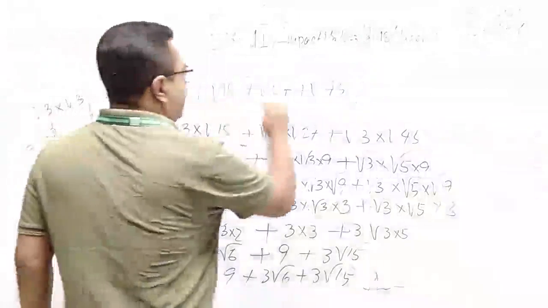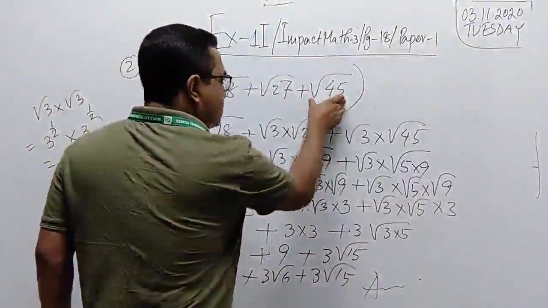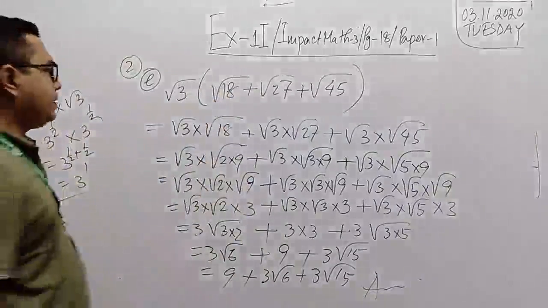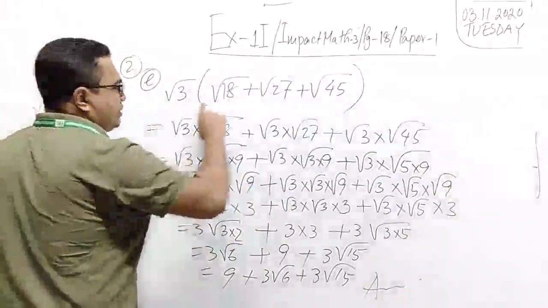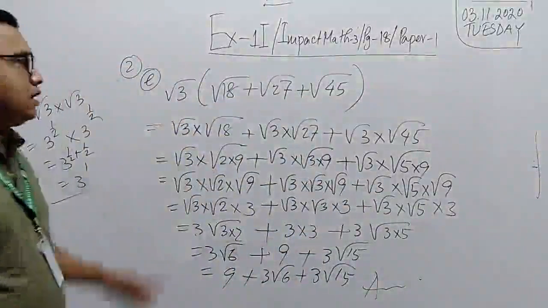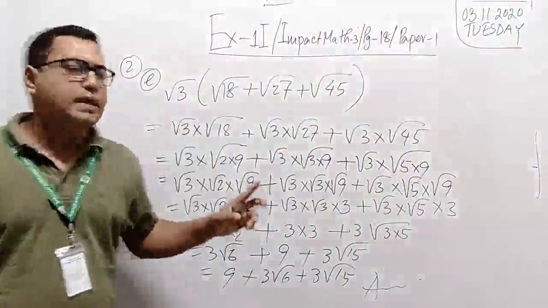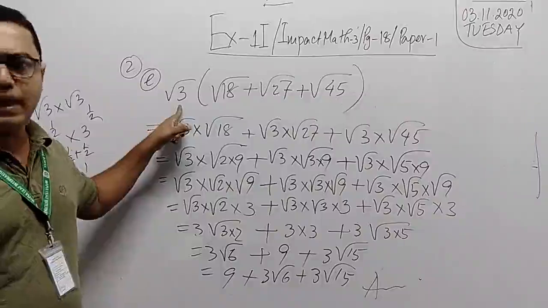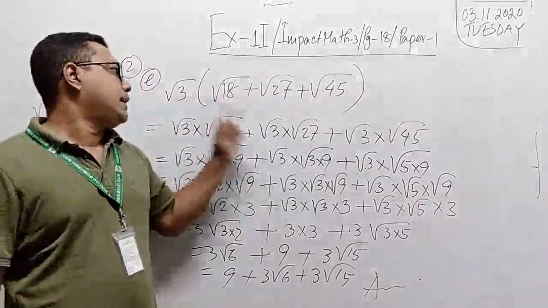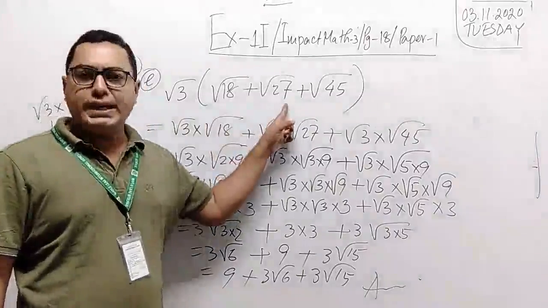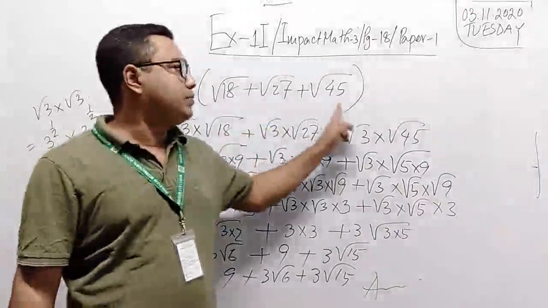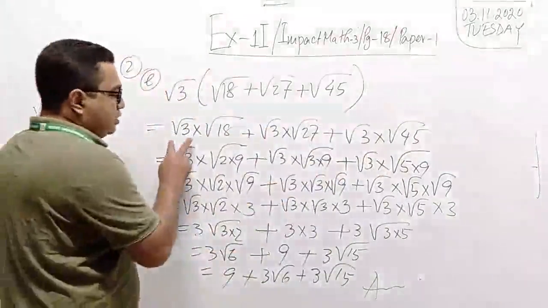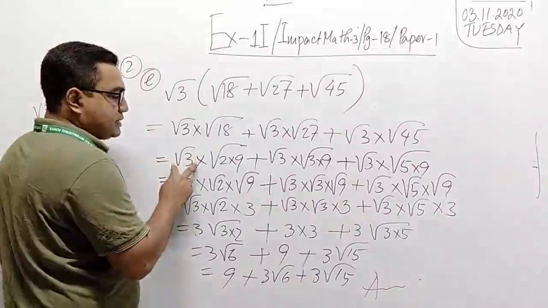First of all, here three terms. One is the square root of 45, one is the square root of 27, one is the square root of 18. Now, square root of 3 will be distributed with these three terms. First of all, multiply square root of 3 with the 18. Next, square root of 3 with 27. Then square root of 3 with 45. Now, this square root of 3 you will keep the same.